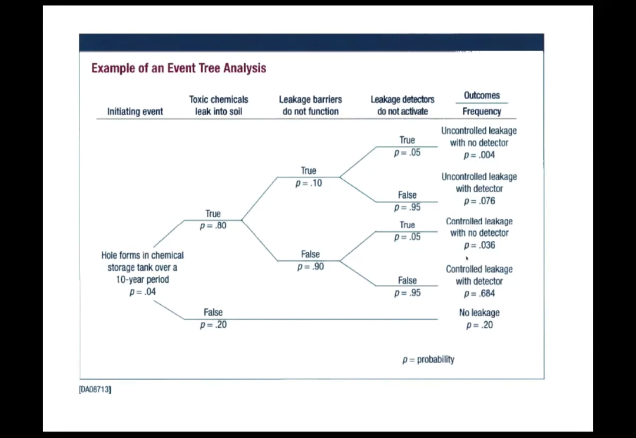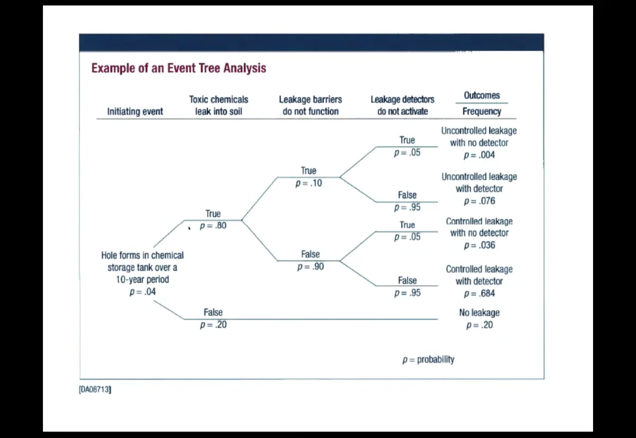It goes through the various events and asks, what's the probability that we'd have a controlled leakage with a detector? About 6.84%. All it's doing is essentially multiplying the probabilities of all these events occurring and saying, based upon this, this is the probability. The outcome with an uncontrolled leakage with no detector, right? We're saying toxic chemicals leak into the soil is true, leakage barriers don't function is true, and the leakage detectors do not activate.